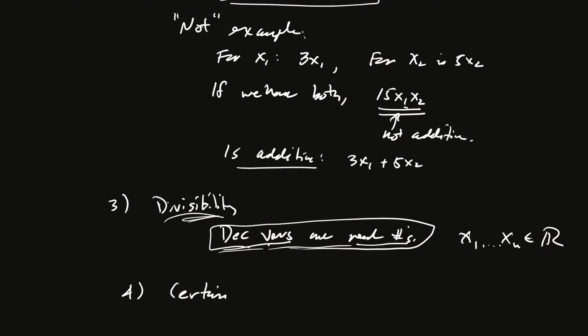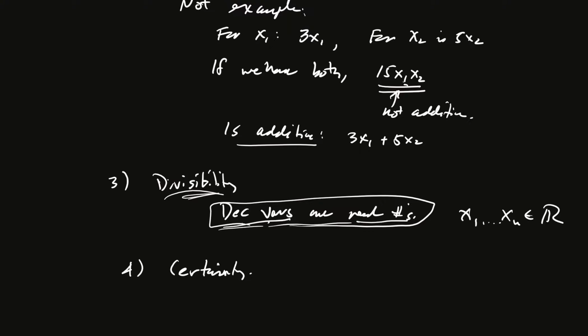And finally, certainty. That is, we know what our profit is with certainty. For example, our profit is 3x1 plus 5x2, and it's not a probability distribution, where the probability of having a certain profit is some given percentage. So no statistics here. Everything is known with certainty. That's really important for sensitivity analysis in particular.